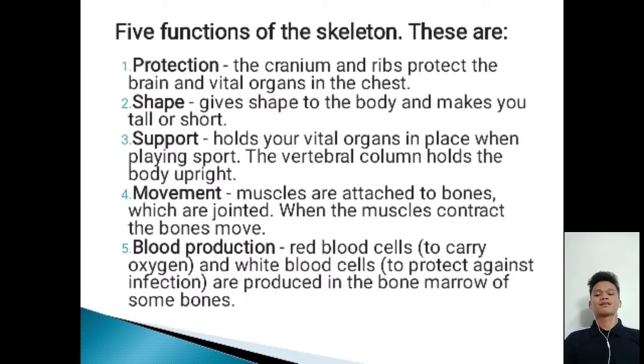Blood production. As we have discussed, the bone can produce red blood cells to carry oxygen. The function of red blood cells is to carry oxygen. It also produces white blood cells. When we are sick, they respond so that we recover quickly, to protect against infection. They are produced in the bone marrow of some bones. These are the products of the bone marrow. As we have discussed, bone marrow is found inside the bone.